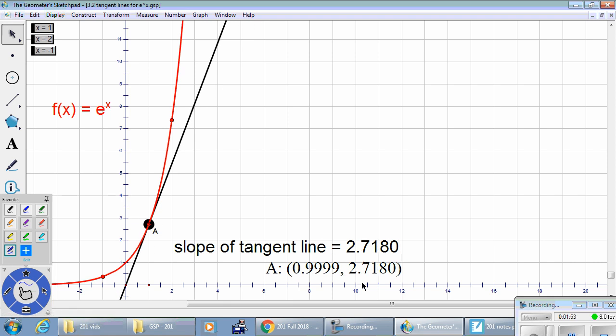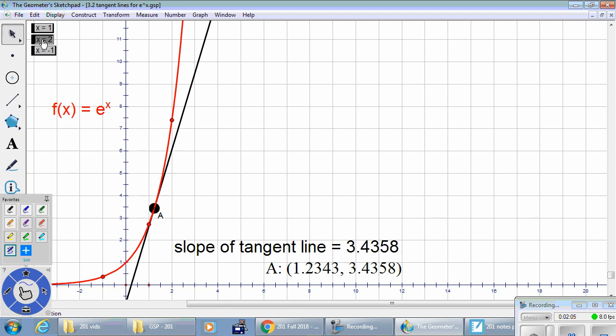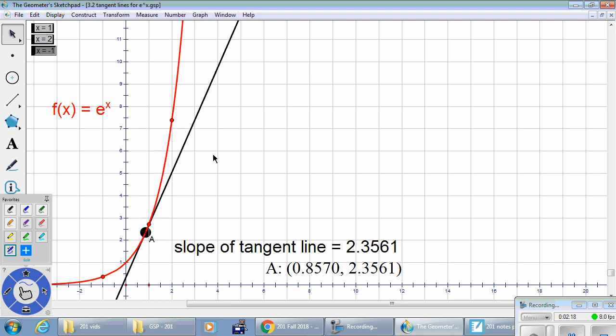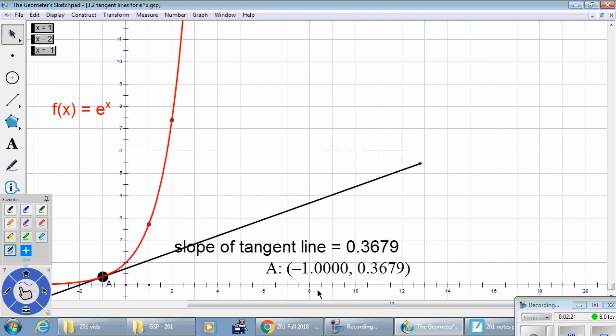The y coordinate at that point is 2.718 and change. It's e to the first. And the slope of this line happens to be 2.718 and change, happens to match. If we move to x equals 2, of course, the y coordinate gets bigger. We're up here now, around 7.4. And the slope gets bigger because this line is steeper. You can see that the slope here matches the y coordinate. And if I go over to x equals -1, it still works. The y coordinate is this, and the slope is this.